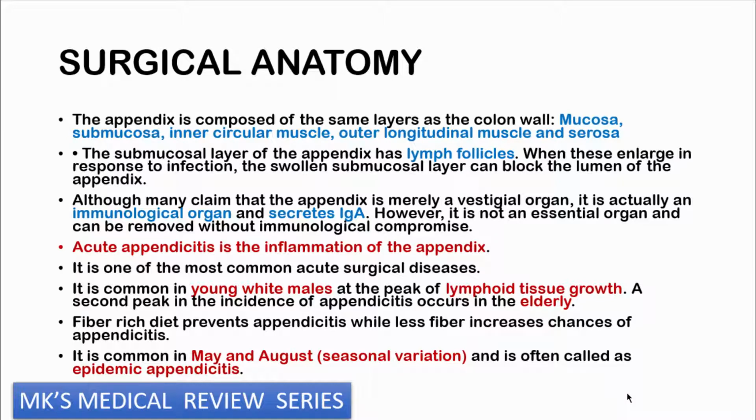And the layers of the appendix are going to be similar to the layers that you have in the colon. So you're going to have a mucosa, a submucosa, an inner circular layer, and an outer longitudinal layer. These 2 layers are predominantly known as the muscularis layer. Then you also have a serosa. Now in the submucosal layer, you have this collection of lymphoid tissue. So you have these lymph follicles, and these lymph follicles can sometimes become enlarged, especially in response to infections that may be either viral infections or bacterial infections.